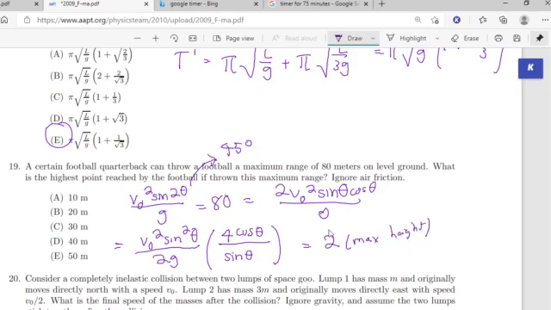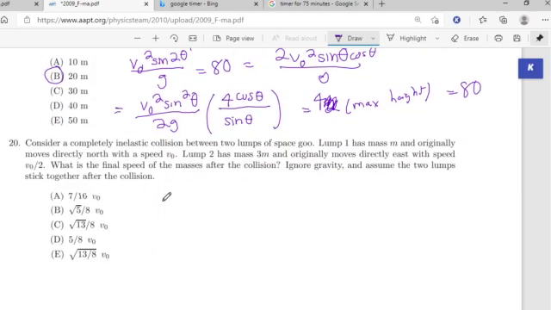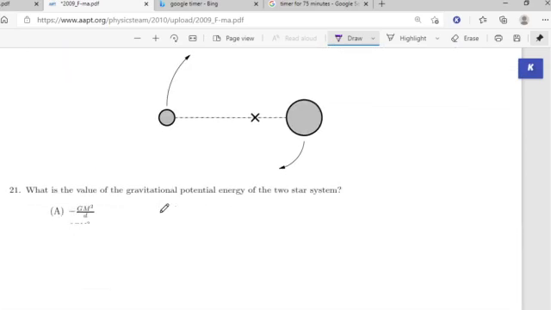Wait, no. 4 times, okay, I cannot read, I am sorry. Okay, 4 times the max height is 80. So the max height has to be 20. I wasted a ton of time because I had a brain freeze, but at least we solved it. Okay, nice.